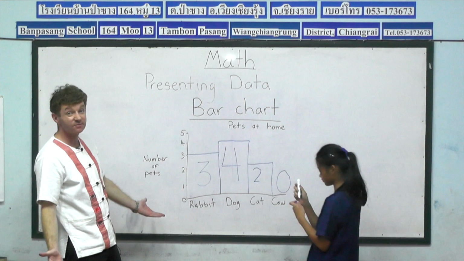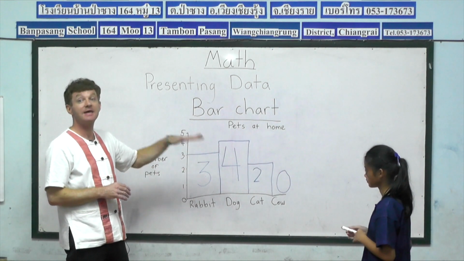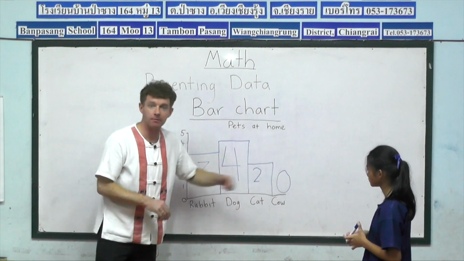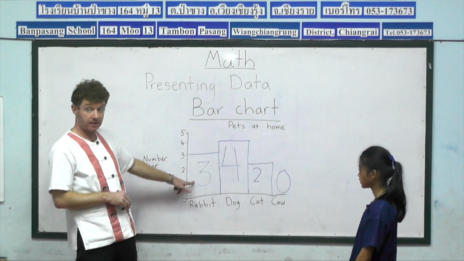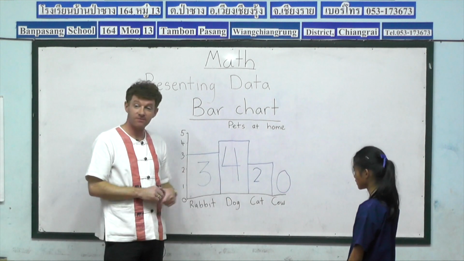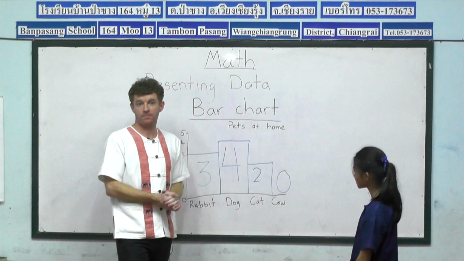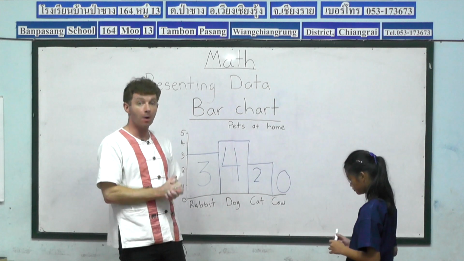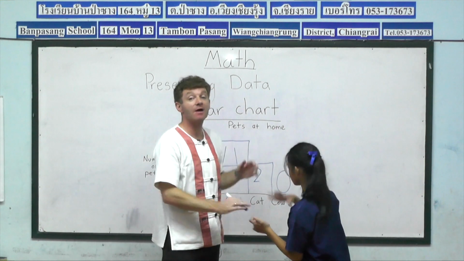You see, when there's no bar at all, it tells us that the record for that category is 0. So all together, guys, cow, 0. All together, rabbit, 3. Dog, 4. Cat, 2. Cow, 0. That's how we can analyze and record the information on our bar charts. Down, that was excellent. Well done. Big round of applause for Down.